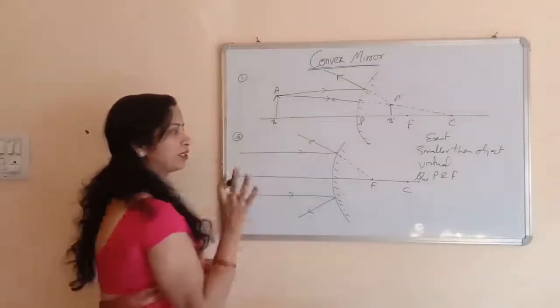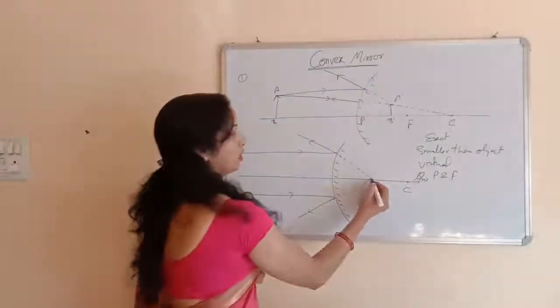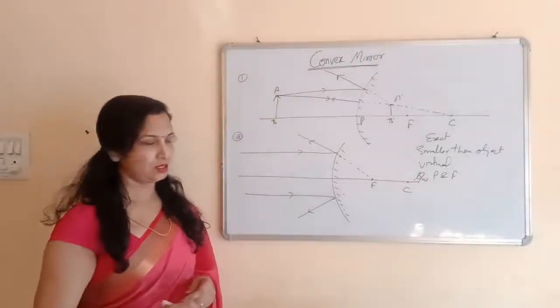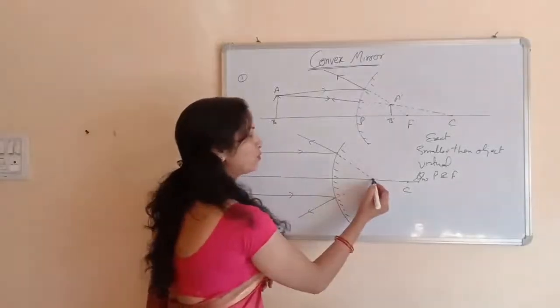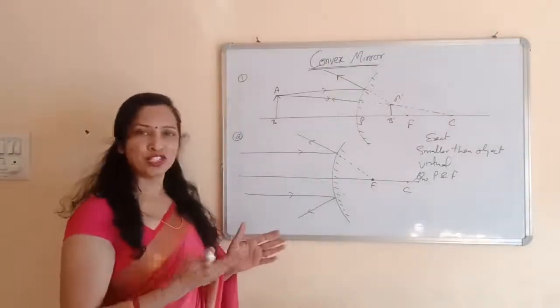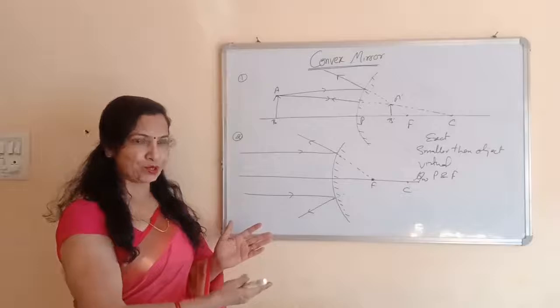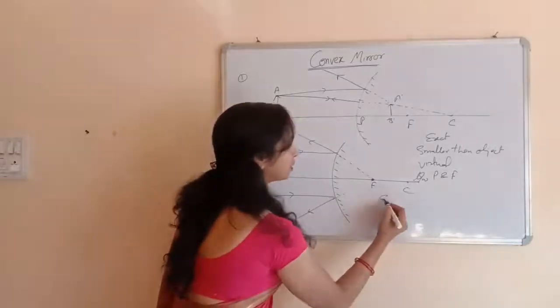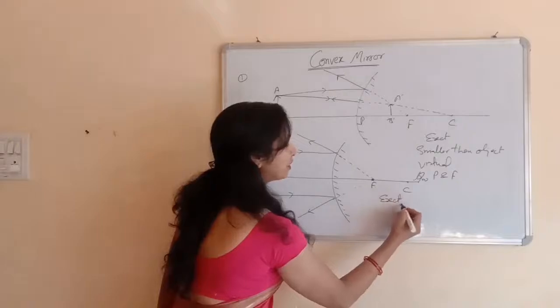So you can easily make the image like this. They appear to meet at the point that is the principal focus. So we will say the image will be formed here. And what is the nature of the image? Since the rays are not actually meeting at a point, they appear to meet at this point. So we will say that it is erect, because the virtual image is always erect, virtual.